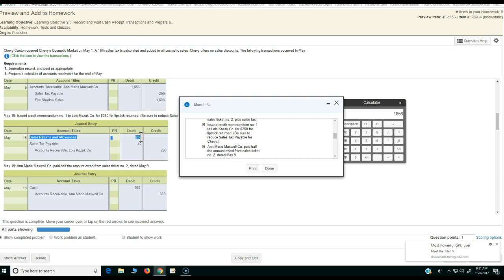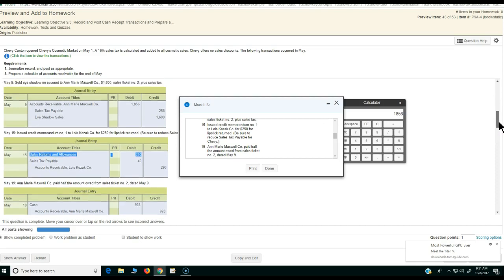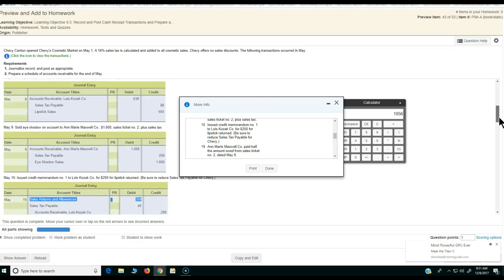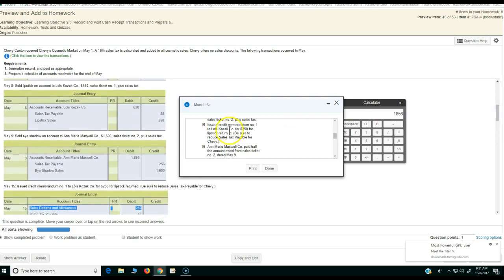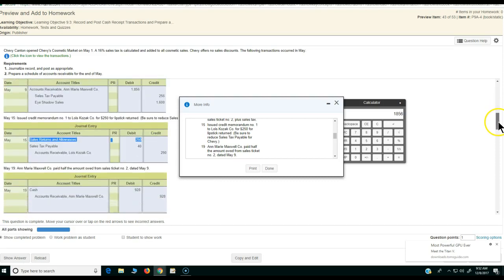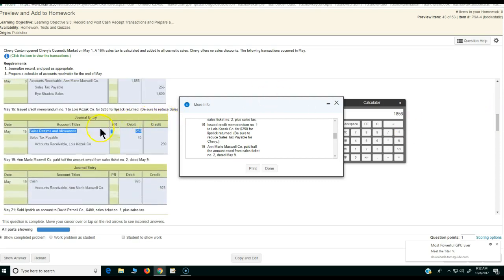So I suppose I could go back up there and just show you the revenue from invoice, that was Kozak, right? And there it is right there. So there's the Kozak receivable. $250 of the revenue is being wiped out by the $250 debit. So the $550 is the revenue, and $250 of that is being wiped out by that debit to sales returns and allowances.